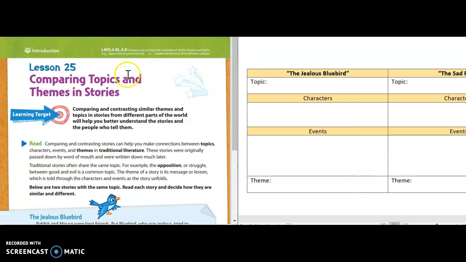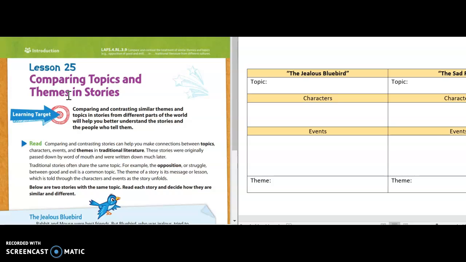on this side, and then a short text over here. But before we jump in and get started on this, I really want you guys to take a look right here. This week in reading, we're going to compare topics and themes in stories.